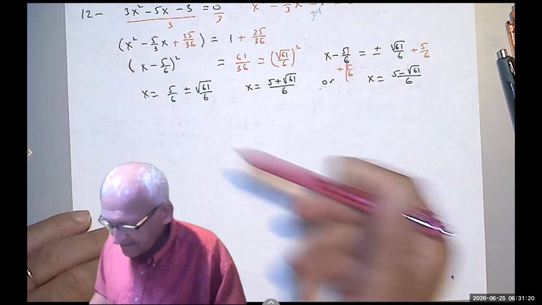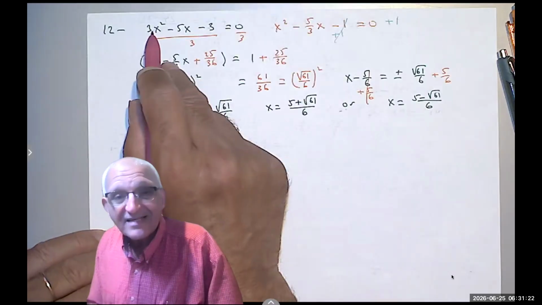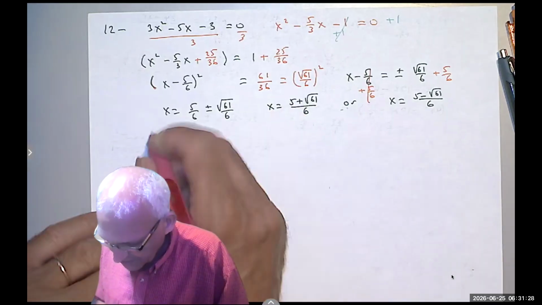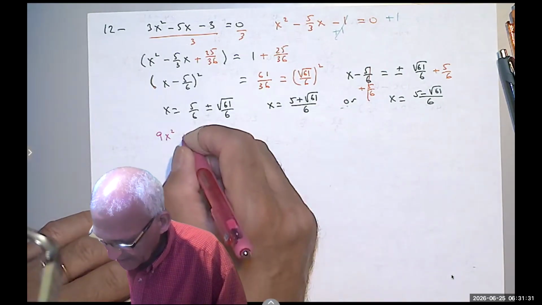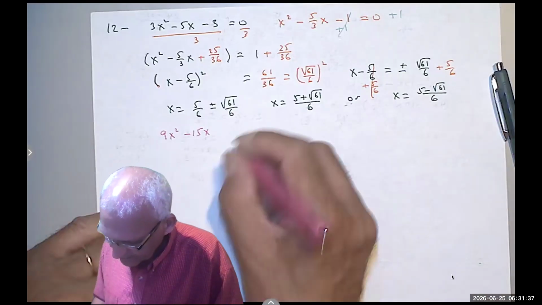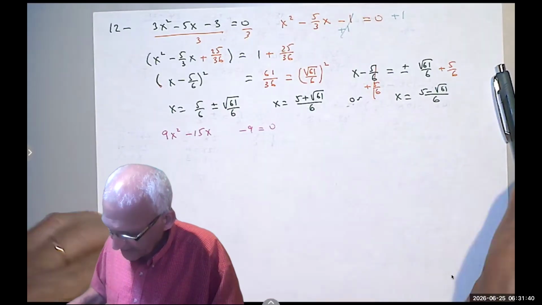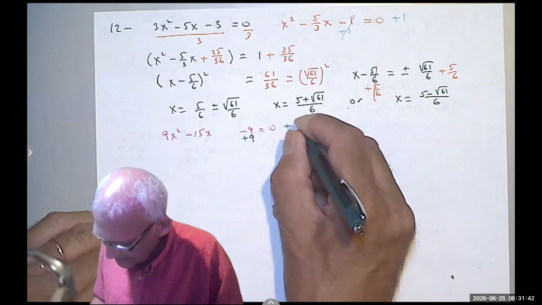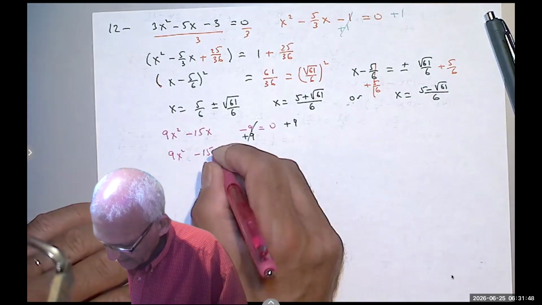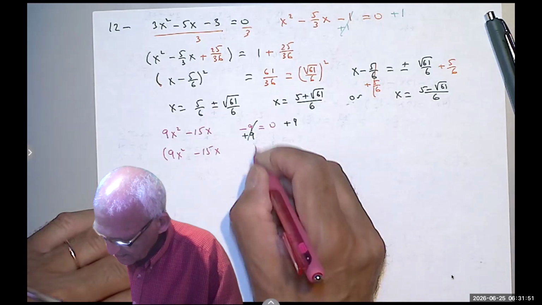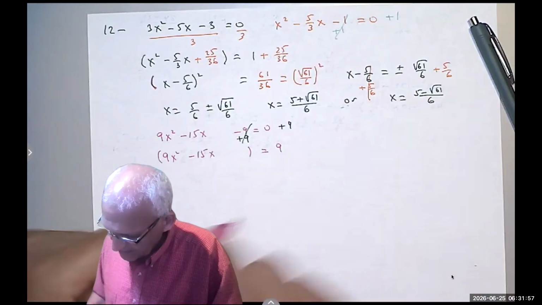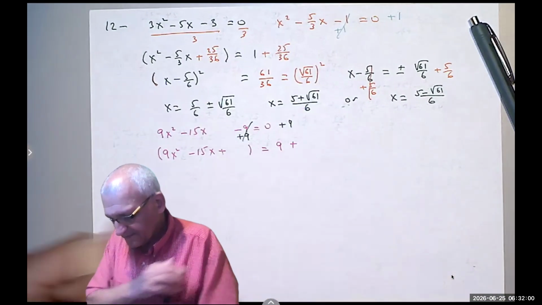Finally, the second method of solving this is to make that a perfect square. It's a 3, so the only way to do it is to multiply the whole equation by 3 and get 9x squared minus 15x minus 9 equals 0. So I can add 9 to both sides, and that will give me 9x squared minus 15x equals 9 plus something, right? What is this thing?